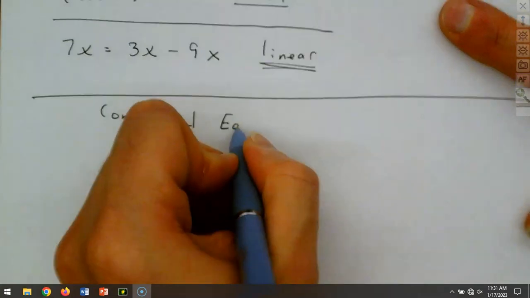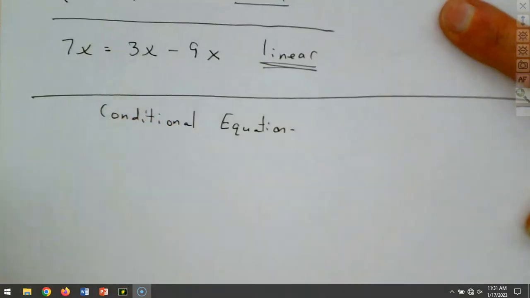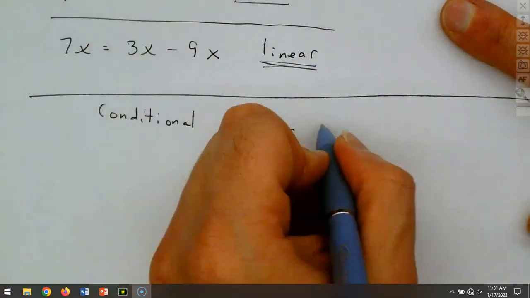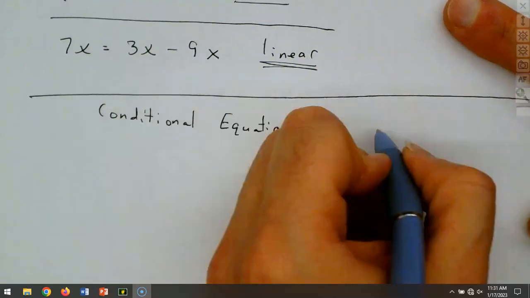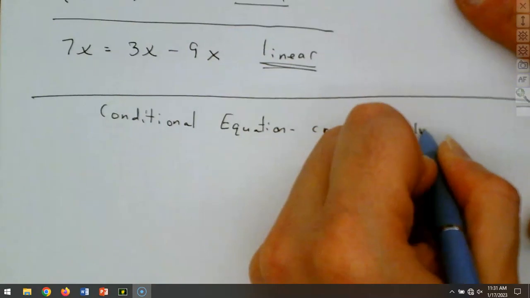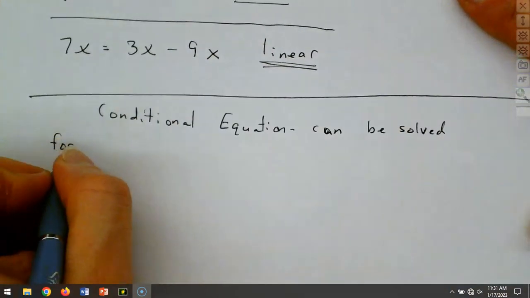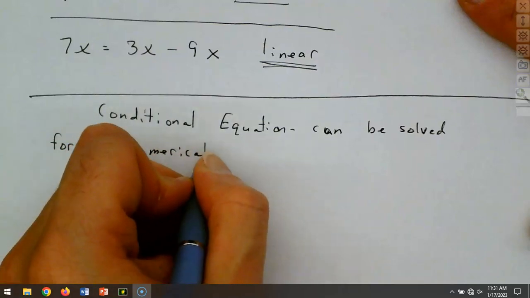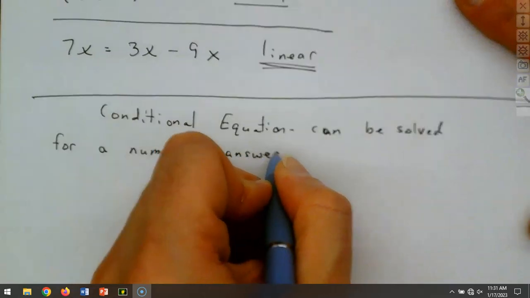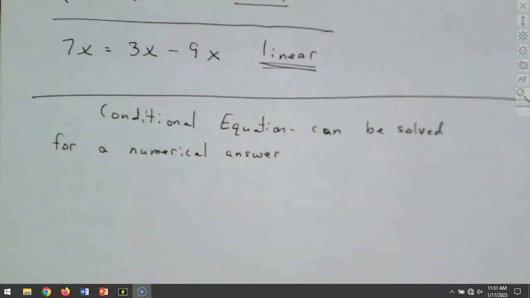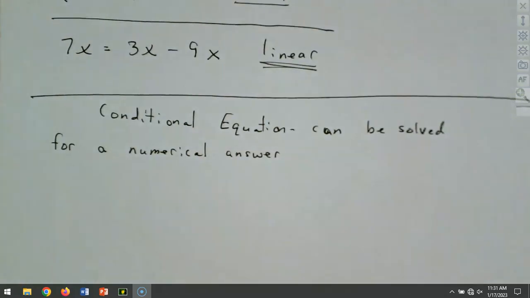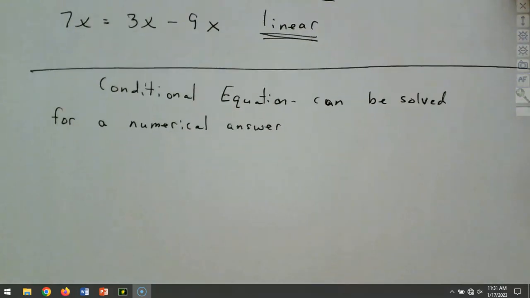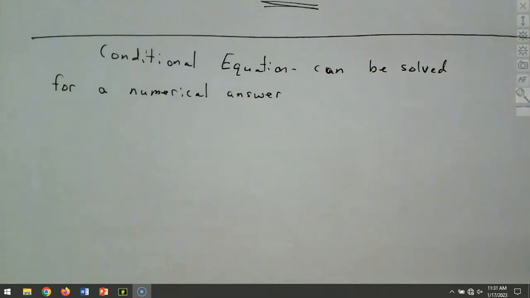So conditional equations, they're equations that can be solved for a solution. So they can be solved for a numerical answer. So that means we get a number. And about 95% of all equations that we solve are going to be conditional.